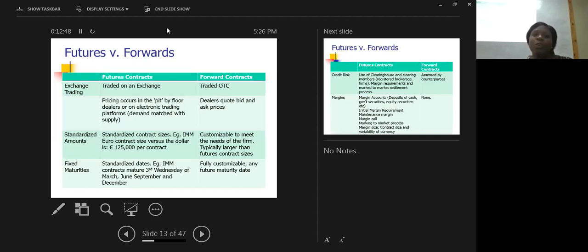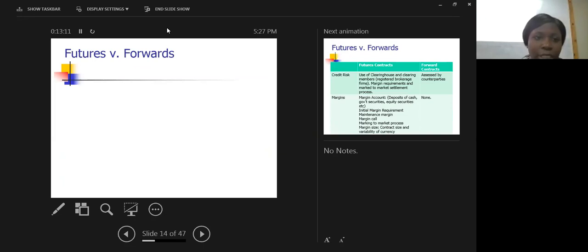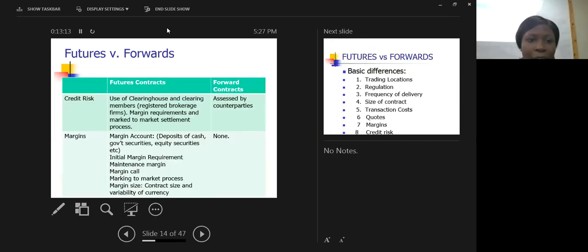So this is just forwards versus futures. Futures are exchange traded, forwards are OTC. Futures are standardized amounts like I showed just now, forwards are customized. Futures have fixed maturities, fixed dates, and of course forwards are fully customized. On credit risk, for futures, the clearinghouse and clearing members bear the risk, and they have margin requirements.